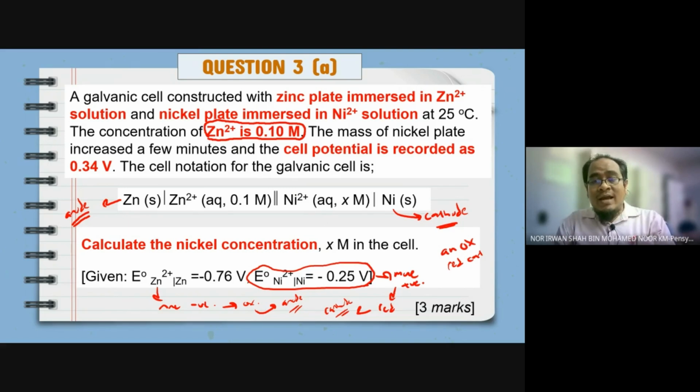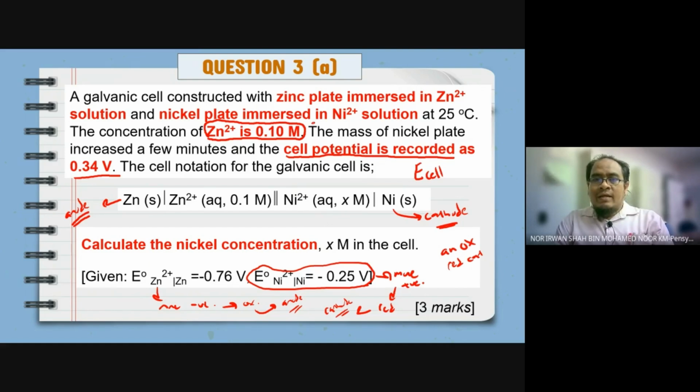Apakah E cell? Cell potential. Sebab tu dalam soalan ini juga kita diberi, nampak ni. Kita diberi cell potential is recorded as 0.34 volt. Remember guys, apakah cell potential? Cell potential adalah E cell. Okay, apa lagi information given?